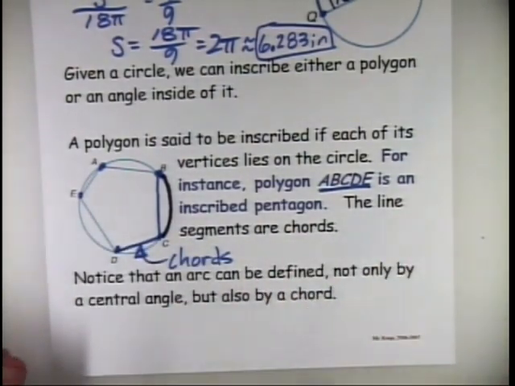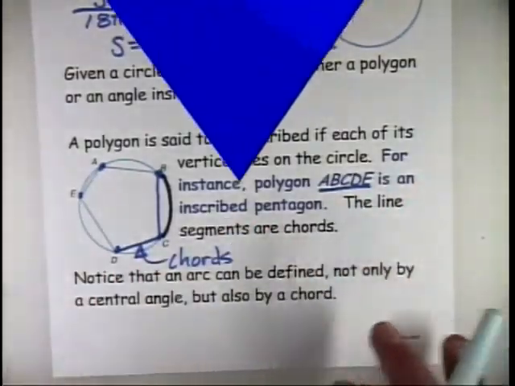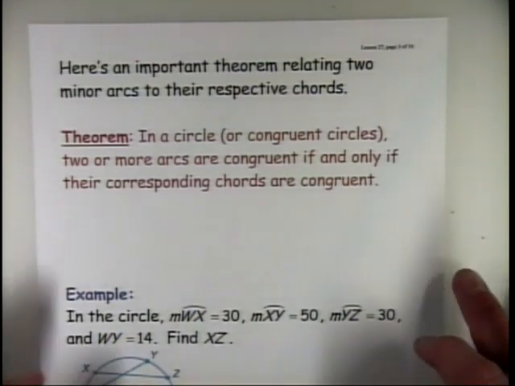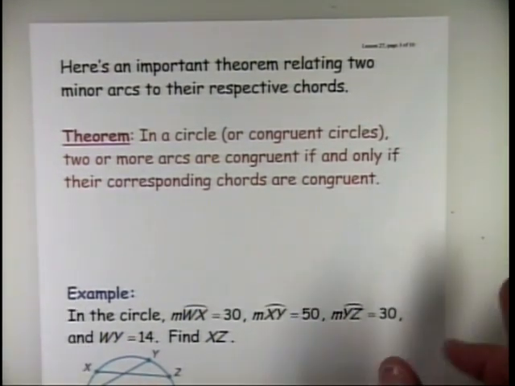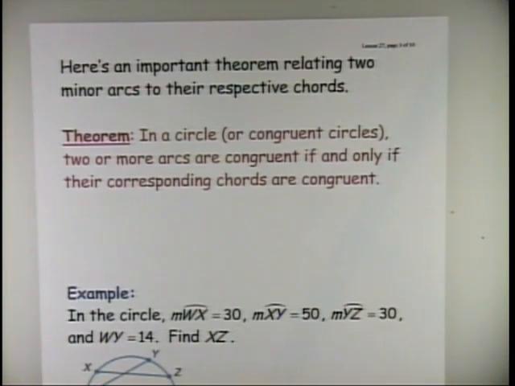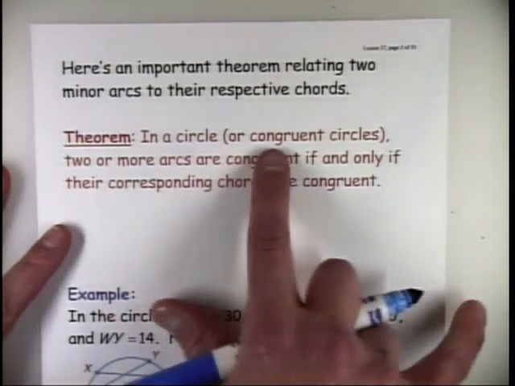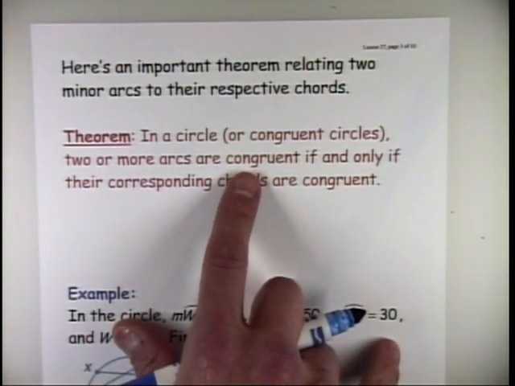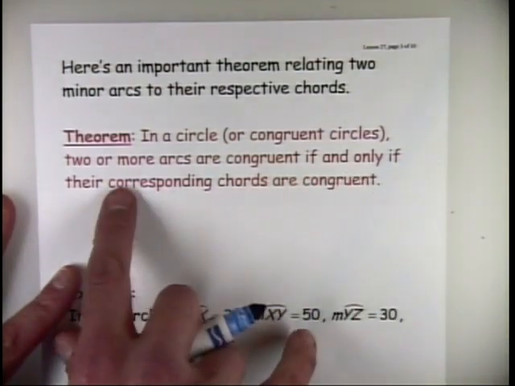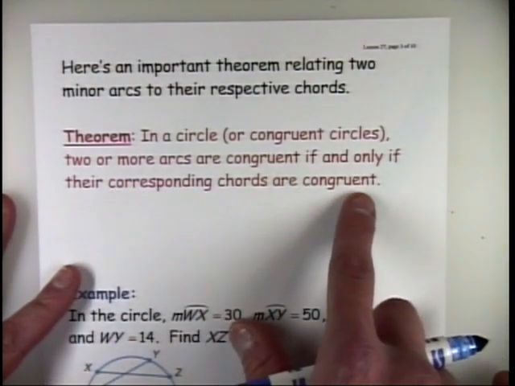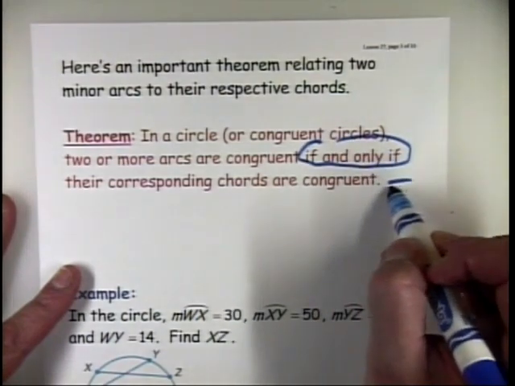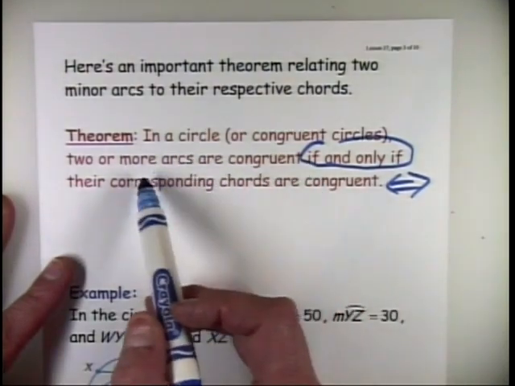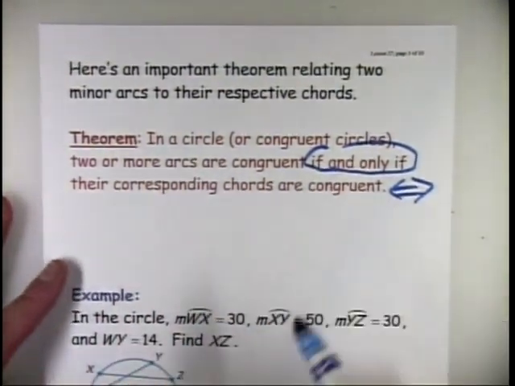Now we're going to look at some theorems that relate to chords and inscribed polygons. The first theorem is going to relate the minor arcs, which remember is an arc that's less than a semicircle, less than 180 degrees, to the respective chords that define it. And here's the theorem. In a circle, or in congruent circles, two or more arcs are congruent, which remember means they have the same length, if and only if their corresponding chords are congruent. Well, let's review the if and only if. That means it's bidirectional. One side implies the other. So if I have congruent chords, I have congruent arcs. If I have congruent arcs, that implies that the chords are congruent.